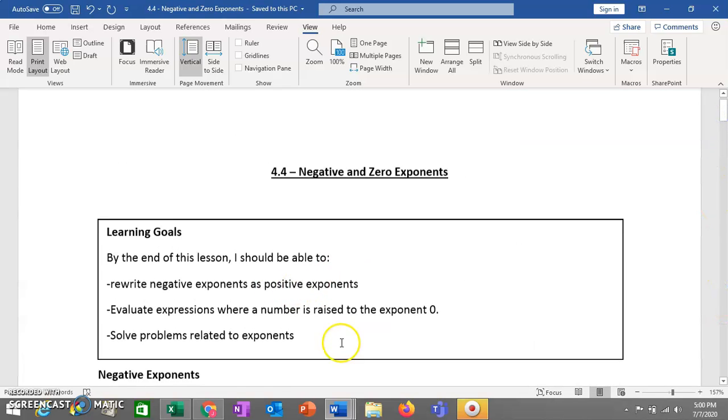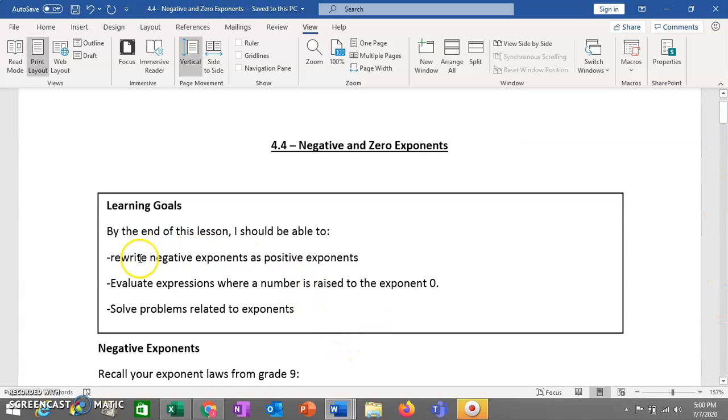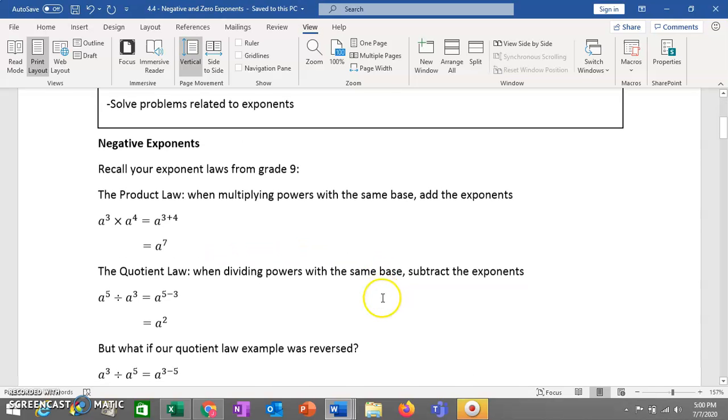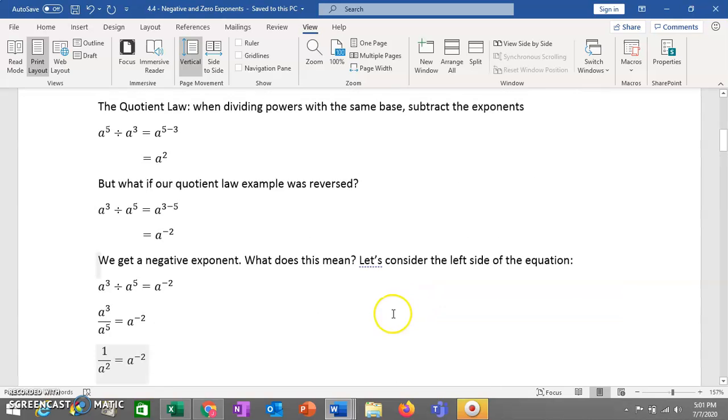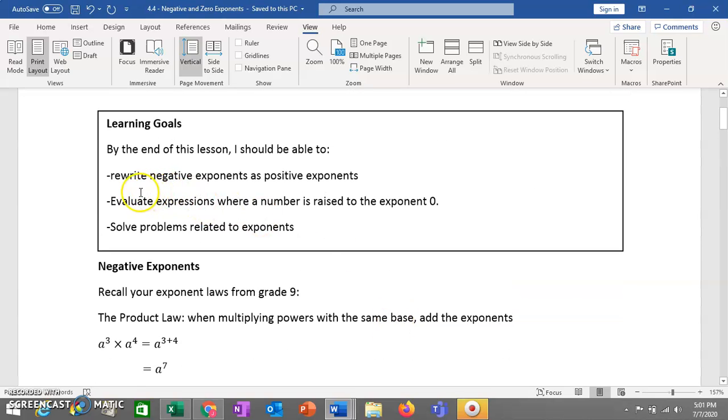So basically what you should remember, can you write negative exponents as positive exponents? Simple rule, x to the negative a equals 1 over x to the a. Can you evaluate expressions where a number is raised to the exponent 0? Well, any number to the exponent 0 is 1 except for 0 to the exponent 0, which is undefined. And then can you solve some problems like our half-life problem that we just covered?